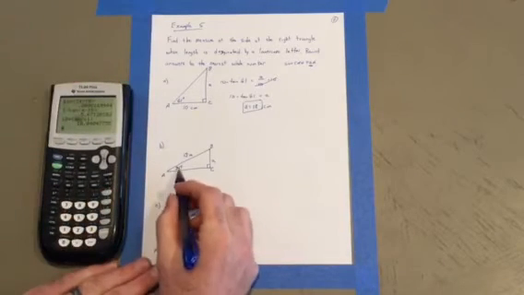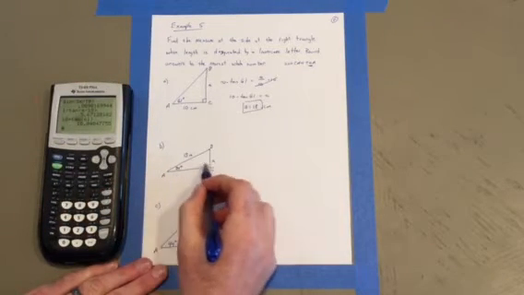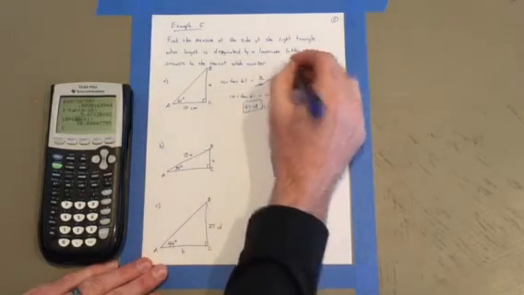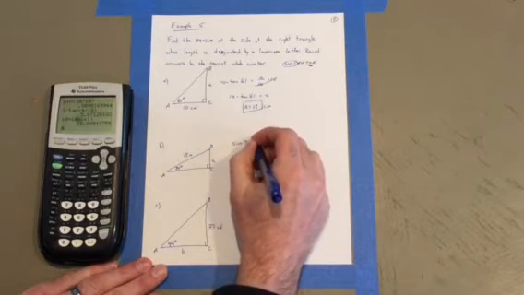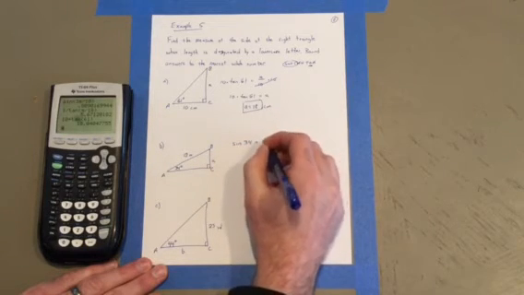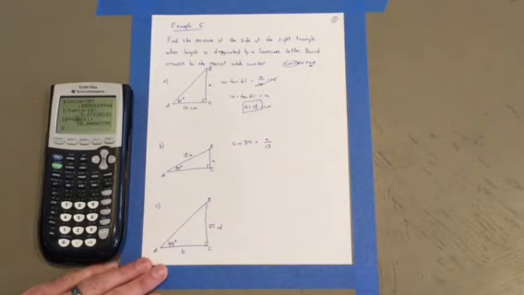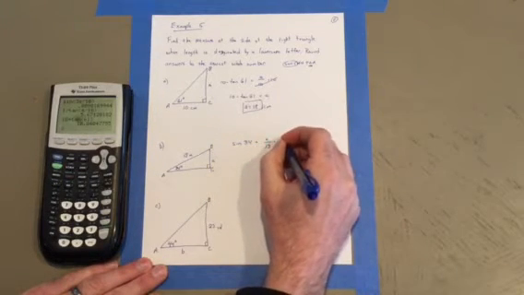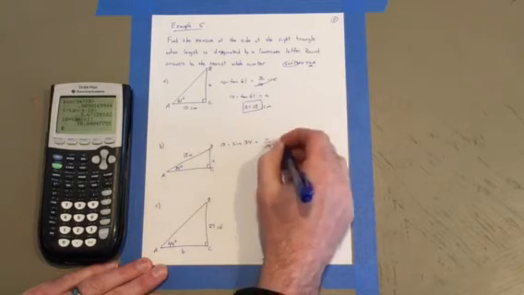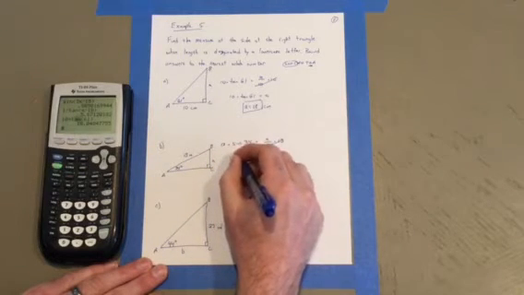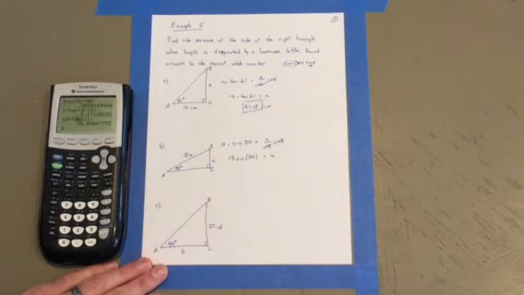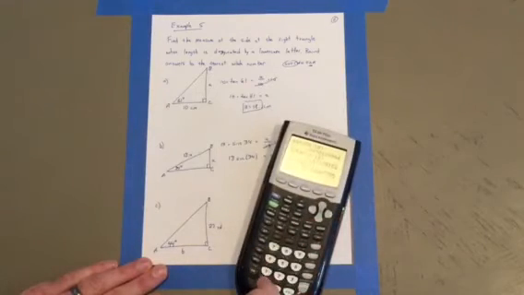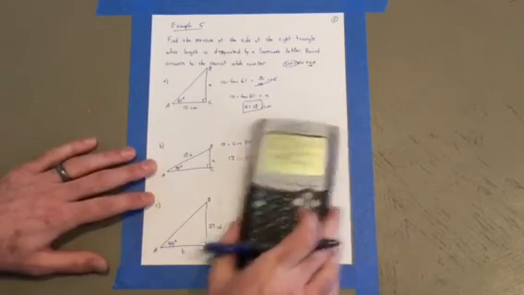B, same idea. Here's my 34. Opposite, hypotenuse, sine. So sine 34 equals opposite over hypotenuse. Multiply both sides by 13. So 13 sine 34 equals a. So take it to my calculator. 13 sine 34. Nearest whole number is going to be a 7.